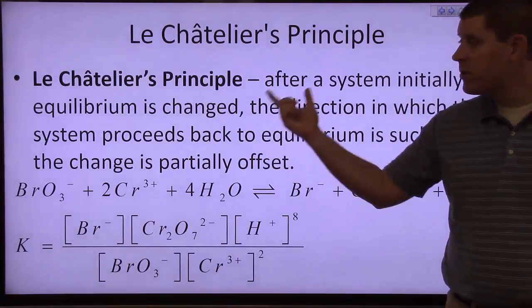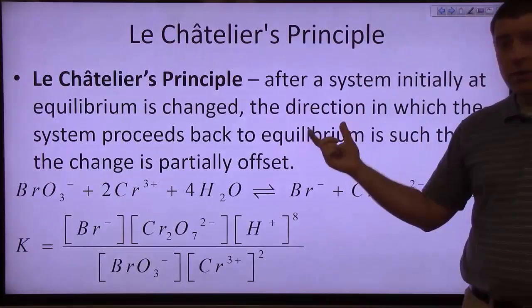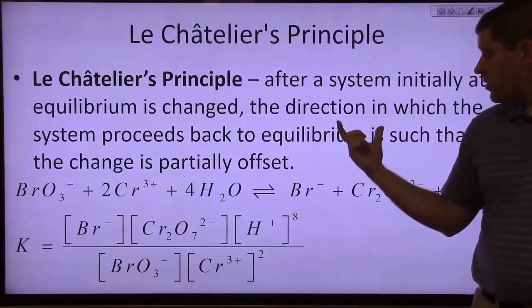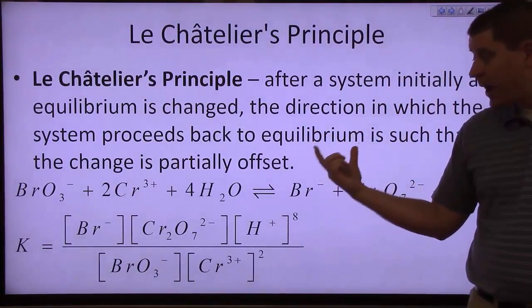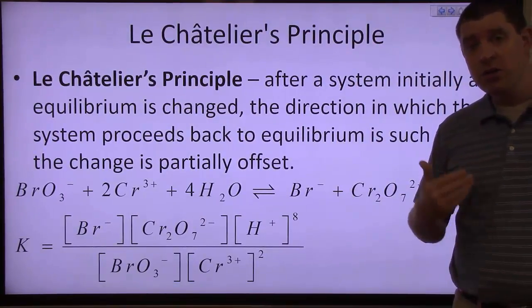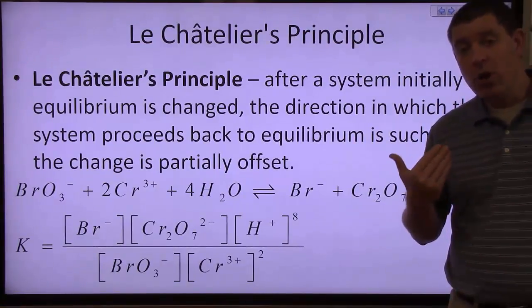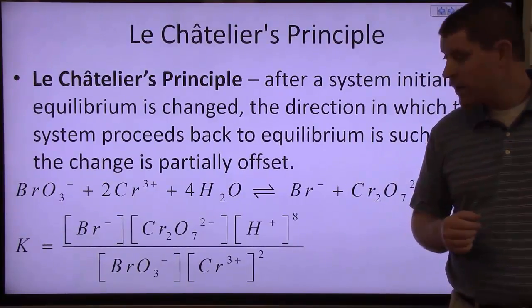So you probably remember Le Chatelier's principle, which says that after a system that's initially at equilibrium is changed in some way, the direction in which the system proceeds back to equilibrium is such that the change is partially offset. You'll never totally offset that change and get totally back to where you were, but you will partially offset that change. So let's look at an example.